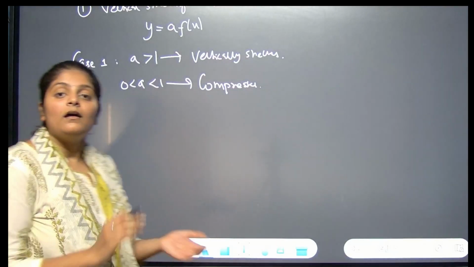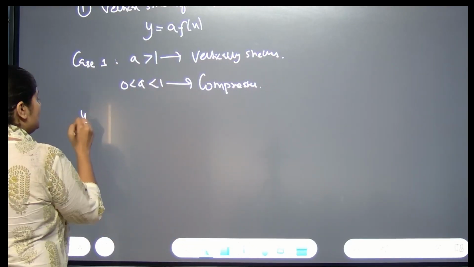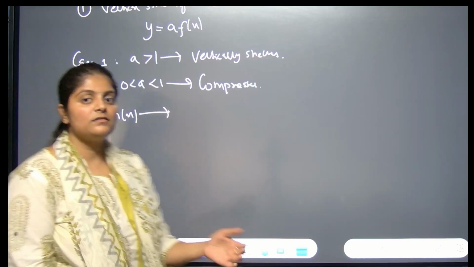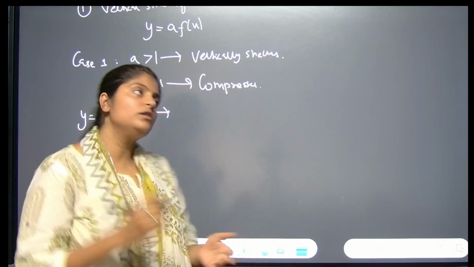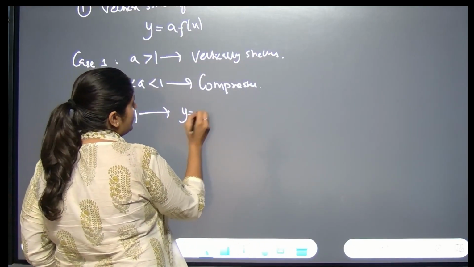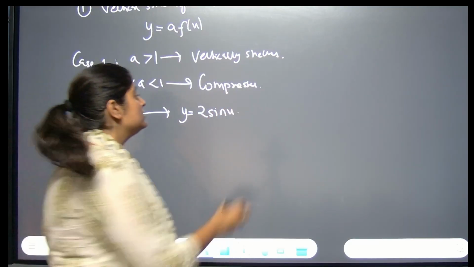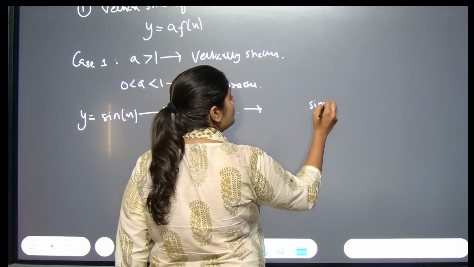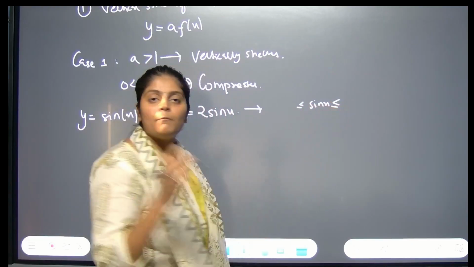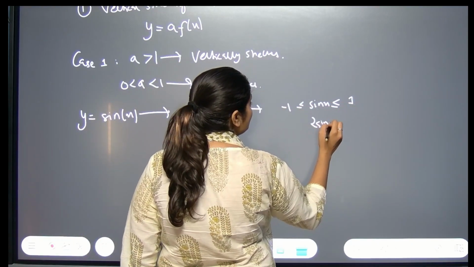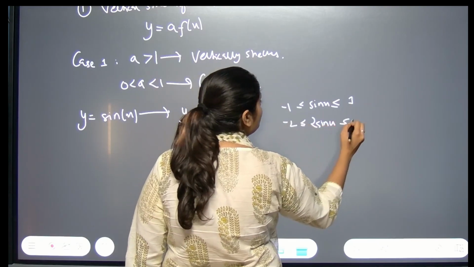Now, the original graph is y equals sin x. Somebody says to make the graph of y equals 2 sin x. Now, we know the range of sin x is minus 1 to 1, right? So the range of 2 sin x would be minus 2 to 2.